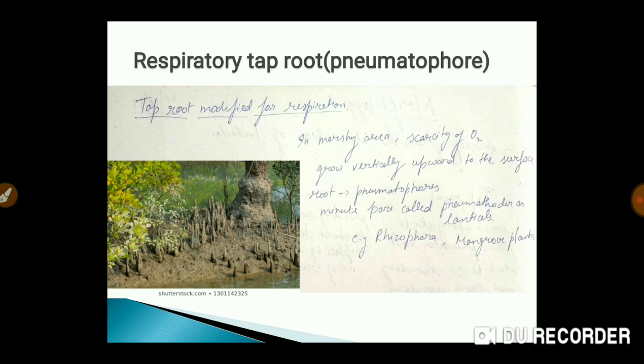This type of root is found in marshy areas where the O2 is very less. Because of the scarcity of oxygen in soil, the root comes out of the soil surface and grows upward, and the root is known as pneumatophore. The minute pores on the pneumatophore are known as pneumatothodes or lenticels. Example: Rhizophora and the mangrove trees.